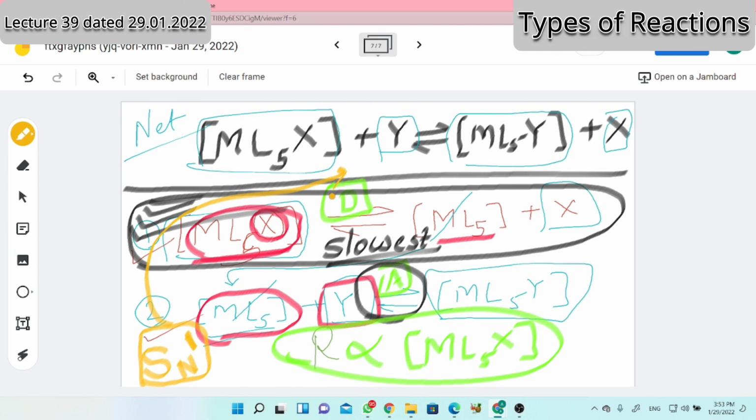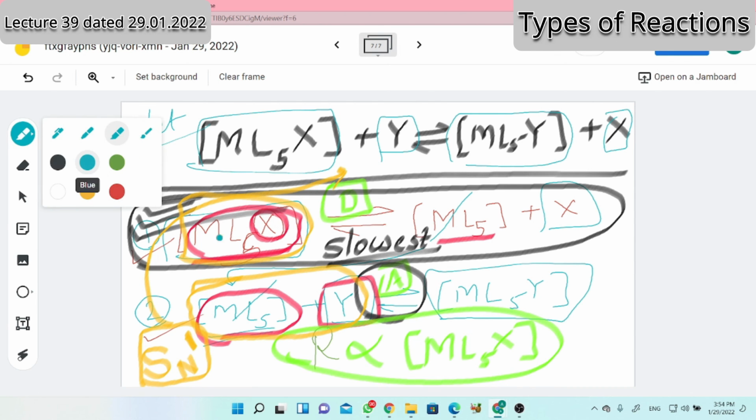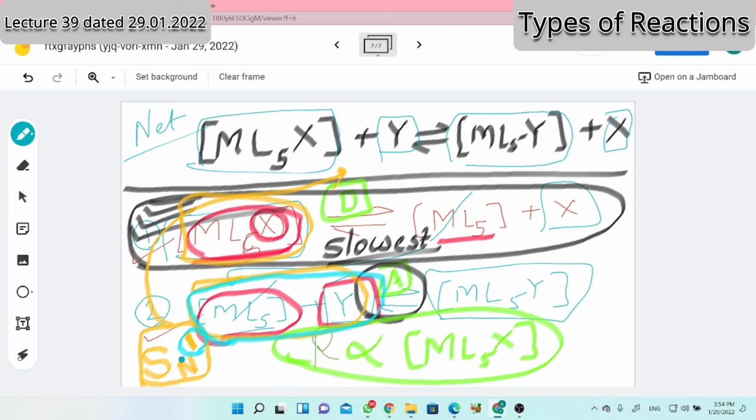Two-step reaction. First step dissociation, second step association. The first step is slow, the second step is relatively fast. The first step is rate determining, and in the first step only one reactant is there. Suppose the second step had been rate determining, then the rate would depend on those two things, ML5 and Y. So it would be bimolecular, SN2, but it is not the reality. The slowest step is the rate determining step, and the number of reactants will decide the order. Actually, it's molecularity; order is different. But in a simple way, I'm saying it is the order. Actually, molecularity. So it's unimolecular or first order. Therefore, it is SN1.